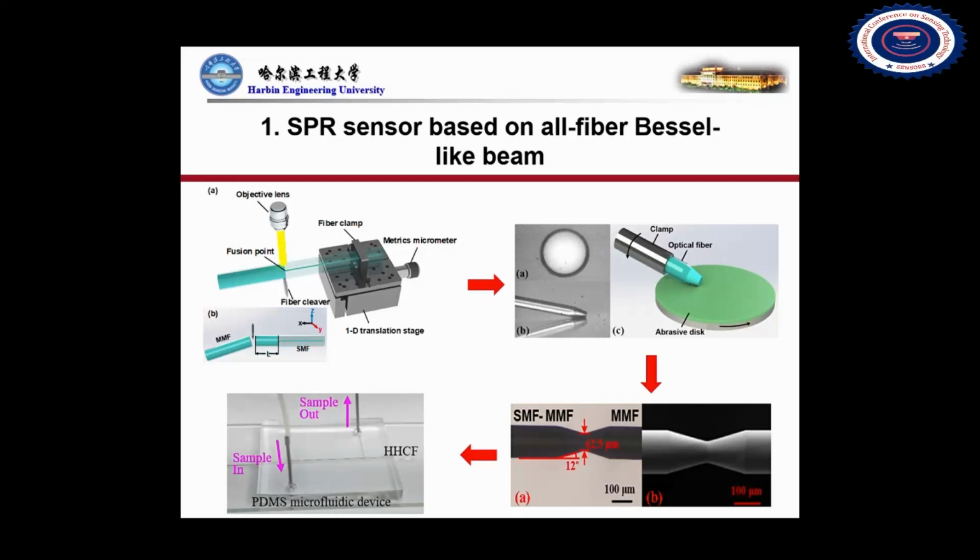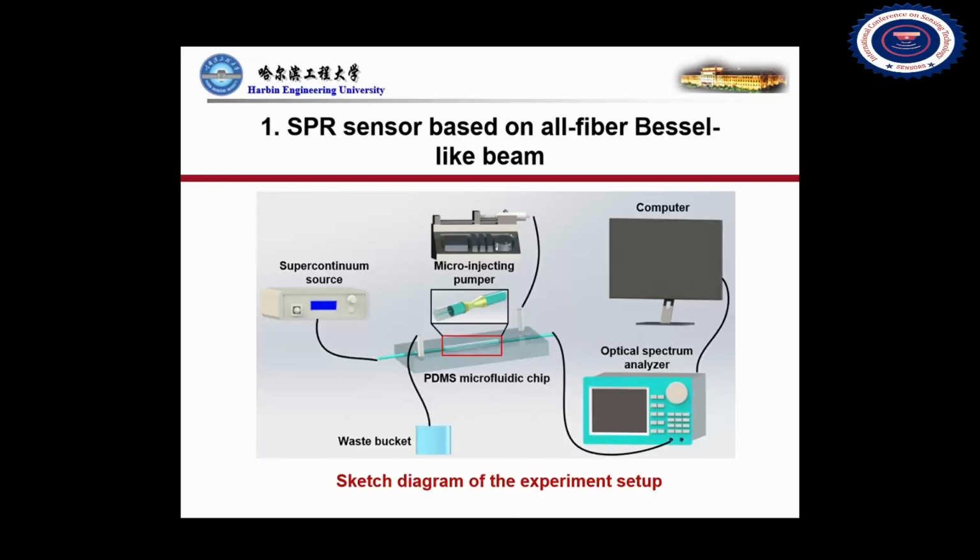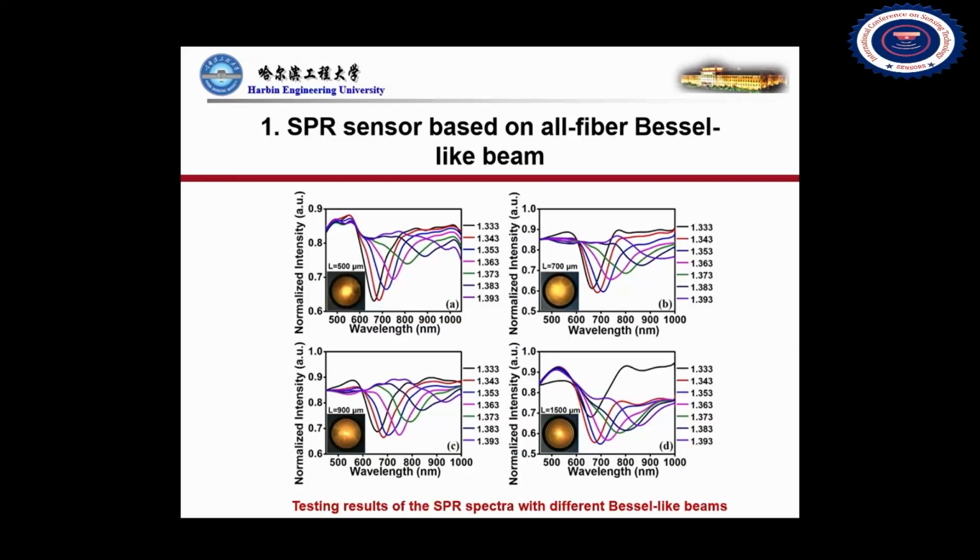Second, two symmetrical fiber cones are prepared using the fiber grinding system, and then they are connected together. After coating a 50 nanometer gold film on the fiber cones, the sensor is inserted into the capillary tube and embedded in the PDMS chip for refractive index detection. The liquids with different refractive indices are injected into the PDMS microfluidic chip by using a micro-injection pump.